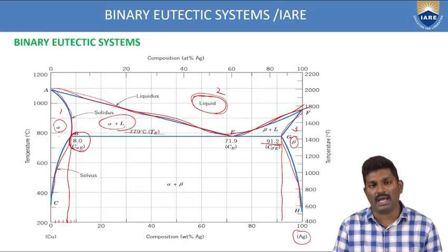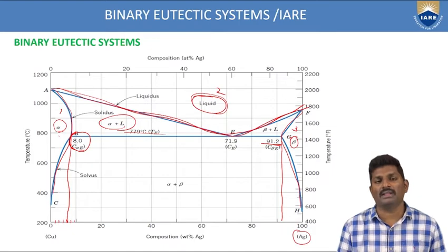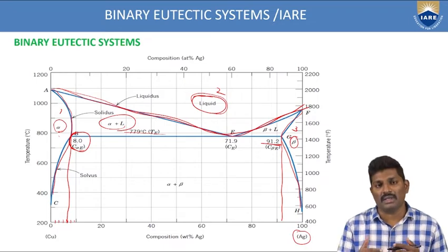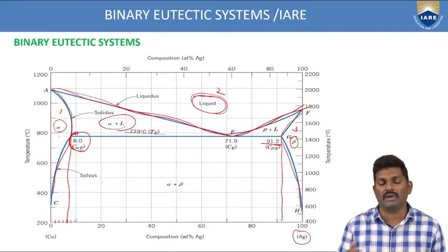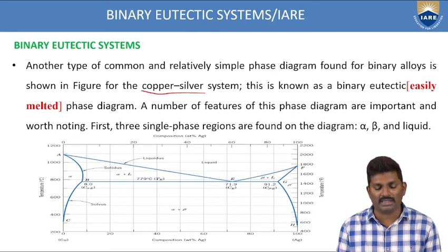Similarly, at this point, if you have 91.2% of copper, then the remaining should be 8.8% silver. So like that, you have to balance both the compositions into 100%. So like this, you are trying to identify how many single phases are there. That's why if you see this, first 3 single phase regions are found on the diagram.